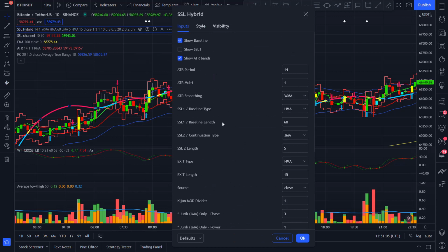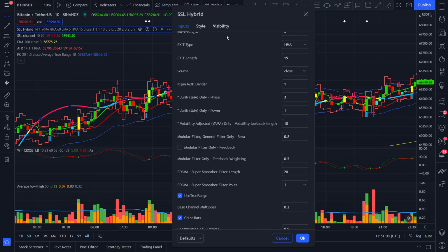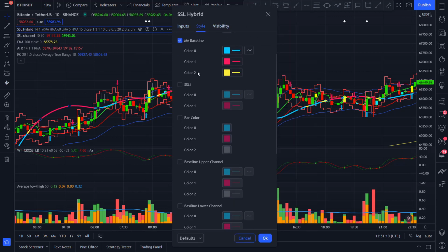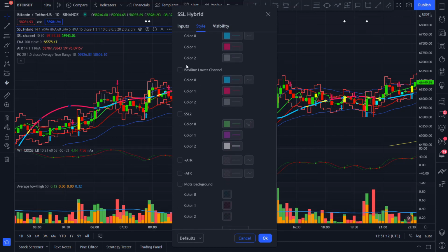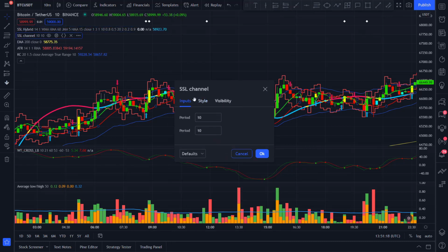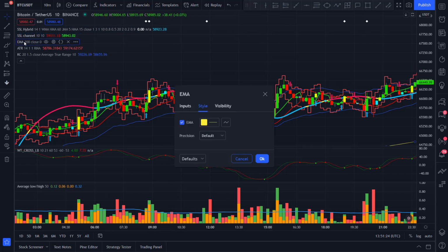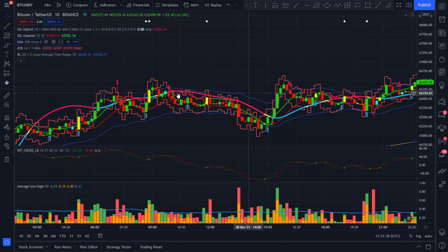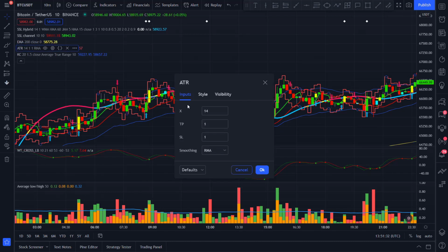With the SSL hybrid, I did not change anything, only the style. With the SSL channel, I did not change anything either. With the EMA, I set the length to 200. The source is going to be close. With the NNFX ATR, we are going to use 14 period, 1 take profit and 1 stop loss. The smoothing has to be RMA.